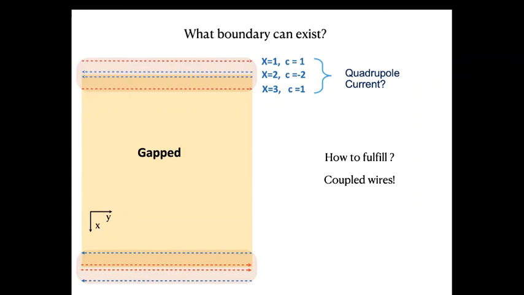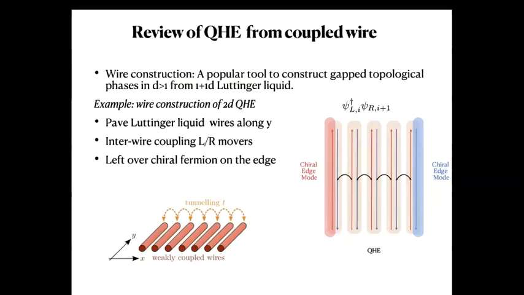And in order to have a concrete manifestation of such a boundary state with a dipole preserving Hamiltonian, what I will implement is the coupled wire construction. So let me be brief. The coupled wire construction is just a typical way for us to construct a gapped topological phase, mainly with chiral boundary or helical boundary in 2 dimensions from 1D Luttinger liquids.